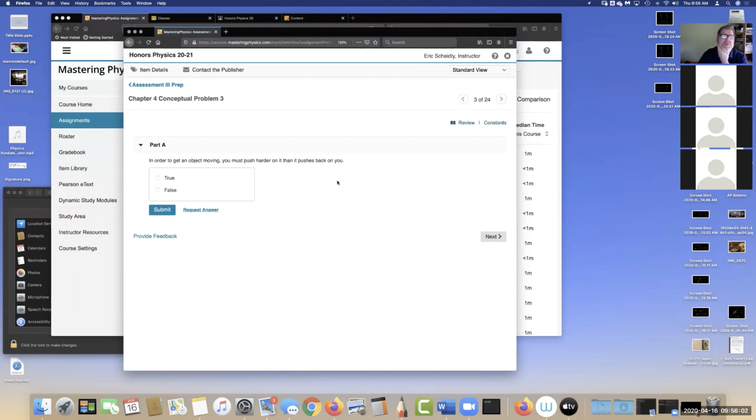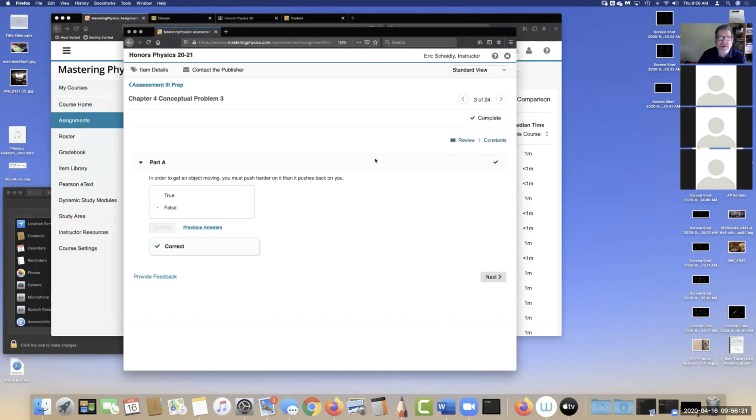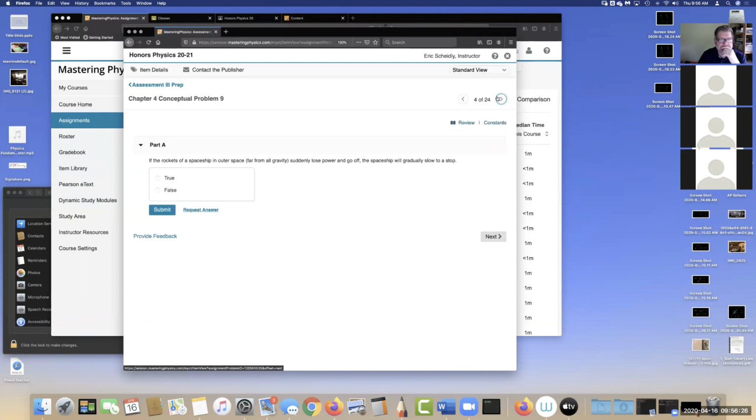In order to get an object moving, you must push harder on it than it pushes back on you. That is not true, because according to Newton's third law, action, reaction, you exert a force on an object, and that object exerts an equal and opposite force back on you. Action, reaction. Once again, a question trying to get you to second guess an idea of physics. The rockets in a spaceship in outer space far from gravity suddenly lose power and go off. The spaceship will gradually slow to a stop. Boy, these are all false as false can be.